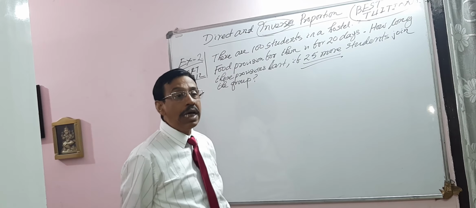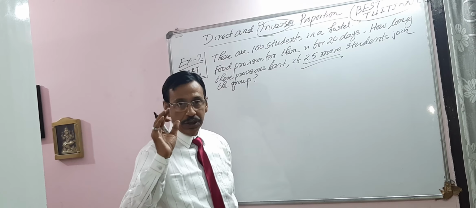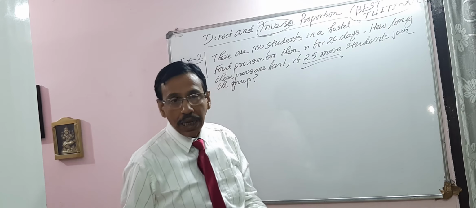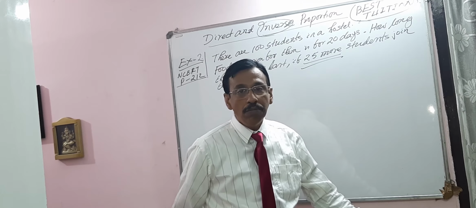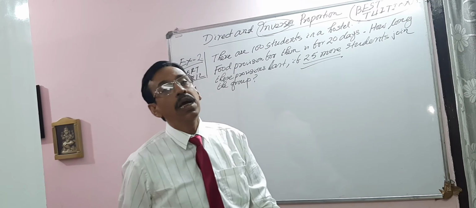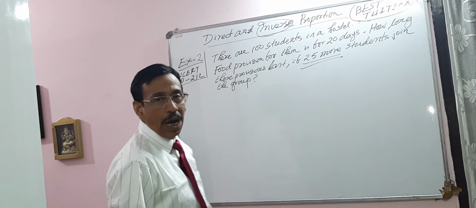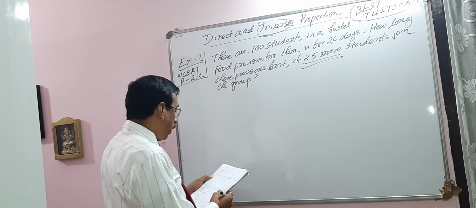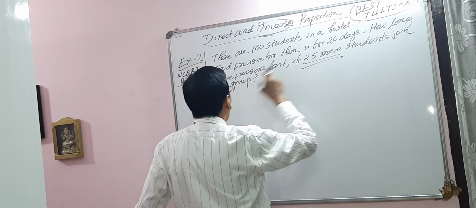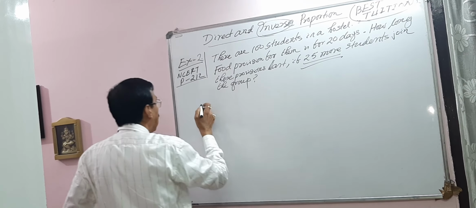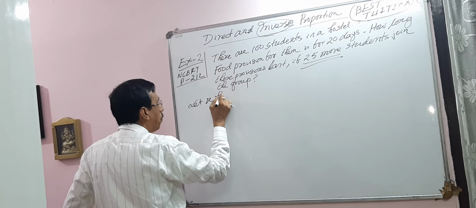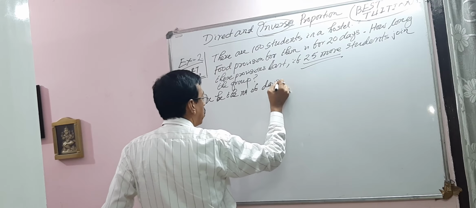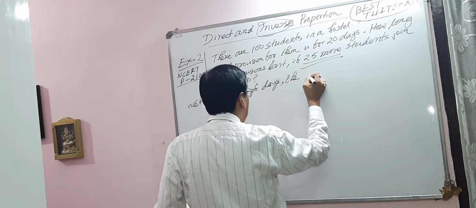Now tell me, apply logic: is this a direct or inverse case? When there were 100 students, there was food for 20 days. If 25 more students join, certainly the number of days will reduce. So it is a clear case of inverse proportion. So what will you write? First I have to find how long these provisions last. Let x be the number of days the provision lasts.